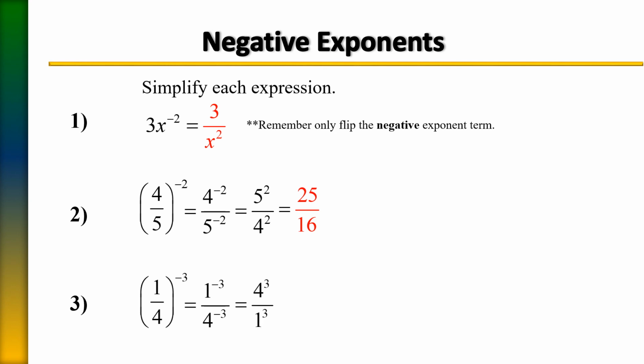So now on top we have 4 multiplied 3 times, which is going to give us 64. 1 multiplied 3 times is going to give me 1. And again, we just write it as a number. We don't write the 1 underneath, because 64 divided by 1 equals 64. So the answer to number 3 is just simply 64. Negative exponent rules.